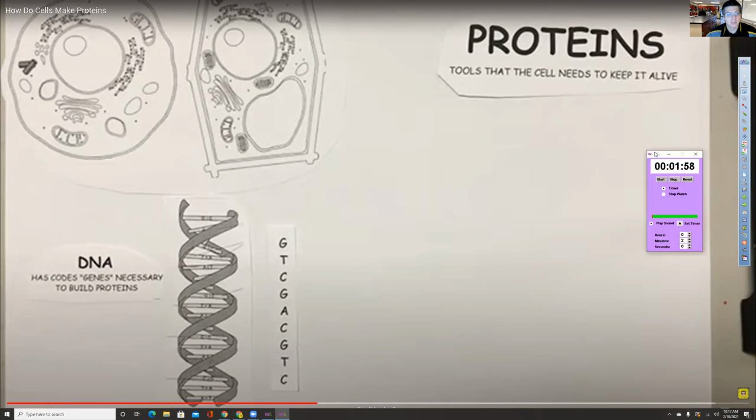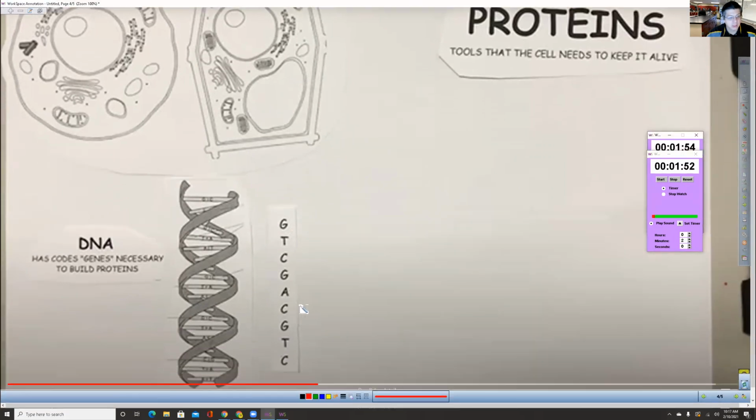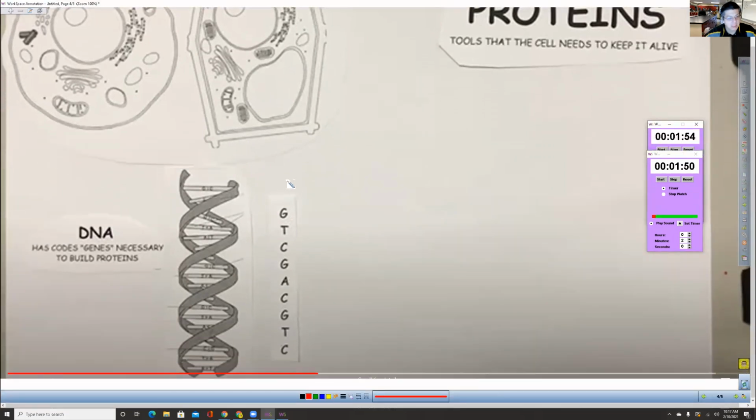All right, 2 minutes. And remember a couple things about this. This thing that I showed you right here represents a gene, and we read the gene 3 nucleotides at a time. And these are the codes that I'm talking about, right? So a gene is a string of codes, right?